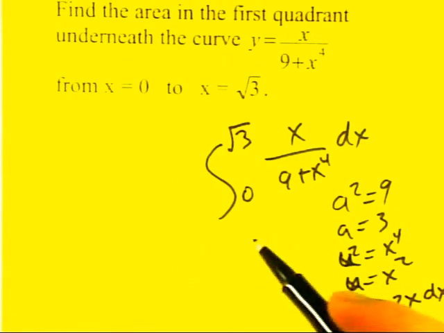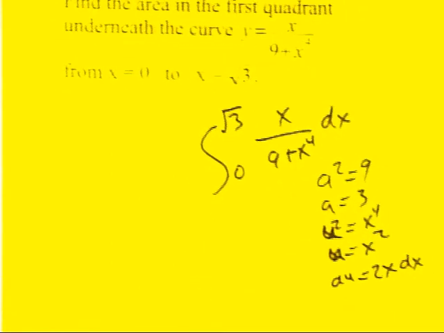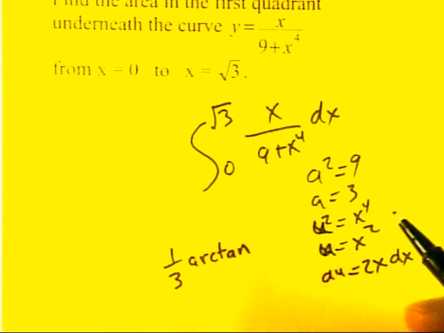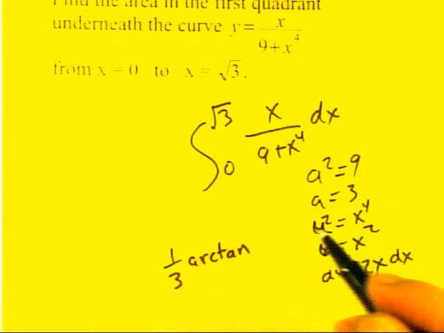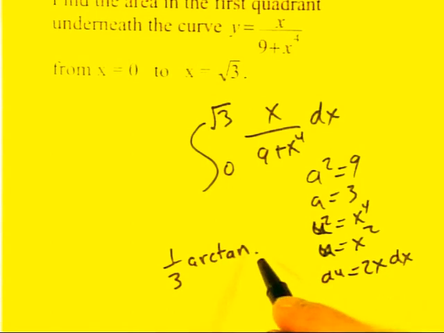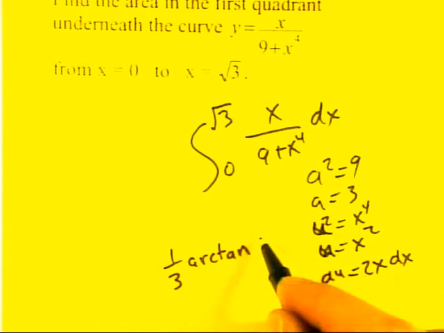So you try to do it in your head. Tell me what you think is the answer. 1/3 arctan of x squared, or 1/6. Of what? 1/6 arctan. Well, isn't it the formula u over a, right? Arctan of x squared over 3. So it's x squared over 3.